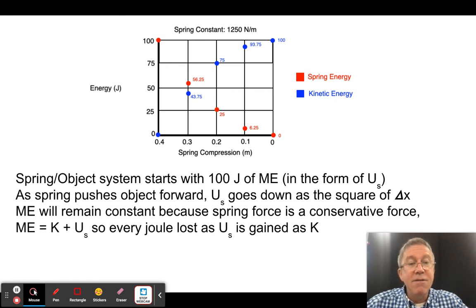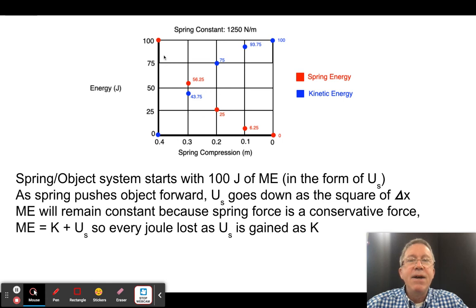Last thing here. This is a kind of a cool graph that you'll probably see on your AP test. So let's just look at this. I have a situation where I have a spring-object system, so they're both part of the system. It starts off with 100 joules of mechanical energy. All of it is in the form of spring potential energy. I'm going to have the kinetic energy shown in blue and the spring energy shown in red. So at first, the block has 100 joules of spring potential energy and 0 joules of kinetic energy.